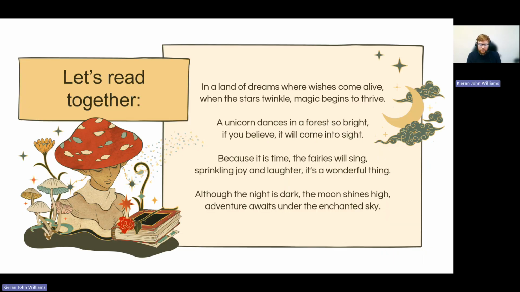Okay, so if you notice here, we've got a little poem. So in a land of dreams, all wishes come alive. When the stars twinkle, many magic begins to thrive. A unicorn dances in a forest so bright. If you believe, it will come into sight. Because it is time, the fairies will sing, sprinkling joy and laughter. It's a wonderful thing. Although the night is dark, the moon shines high. Adventure awaits under the enchanted sky. So it's a lovely poem. We read it for fun, but we also read it because there are some subordinating conjunctions in there. Of course there are.